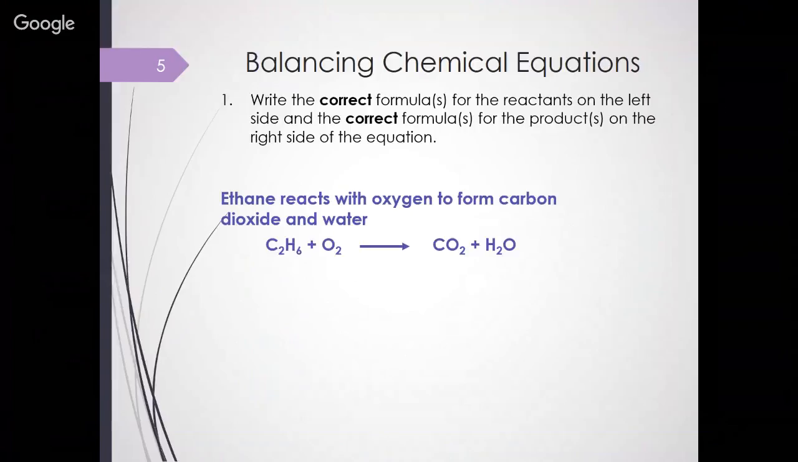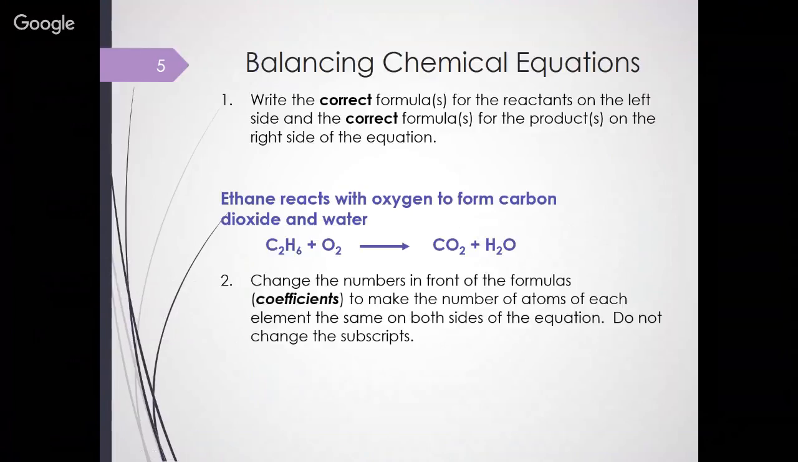So, C2H6 is ethane, oxygen is O2, remember it's a diatomic, CO2, carbon dioxide, and H2O for water. Clearly, in looking at this equation, we see that we do not have a balanced equation because I'm starting with 2 carbons, I only have 1. I have 6 hydrogens, I only have 2. I have 2 oxygens, and I have a total of 3 oxygens on this side.